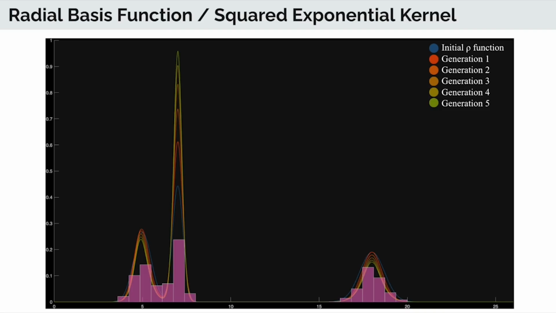We began by considering the radial basis function. The blue line represents our initial rho function, which was based on 3 normal distributions. The generations are shown in order from red to green. With each successive generation, values that were less frequent in the original data became less frequent in the distributions, while values that were more frequent in the original data became more frequent in the distributions. This disparity can be seen in the peak at 7, which more than doubled its frequency over the 5 generations.